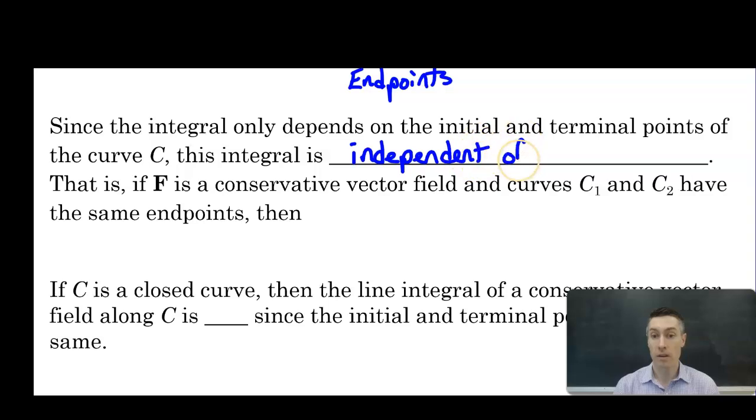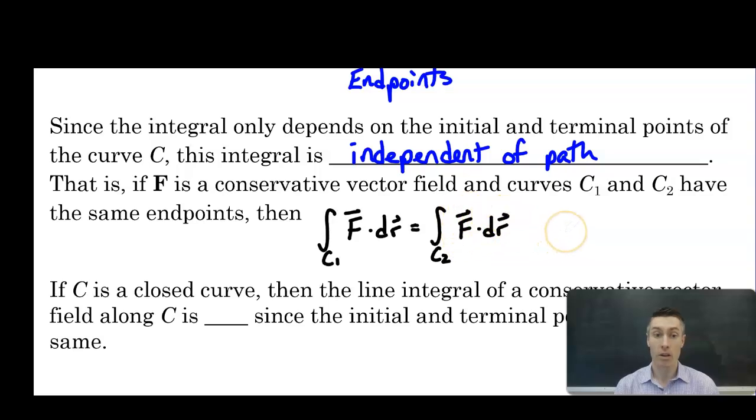Independent of path. Which really is telling us if the vector field f is a conservative vector field and curves C1 and C2 have the same endpoints, then the integral along C1 of f dot dr is equal to the integral along C2 of f dot dr. So essentially, in a conservative vector field, the curve connecting the endpoints does not affect the value of the line integral. Start at one point, end at the other point, doesn't matter the curve you use.